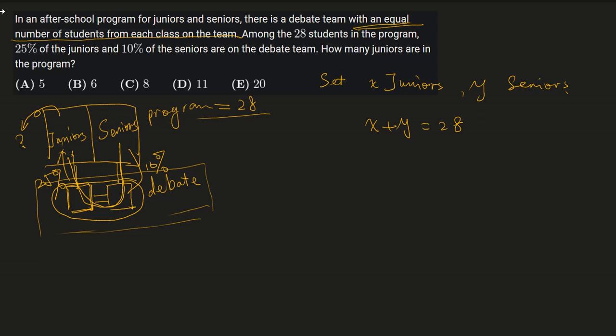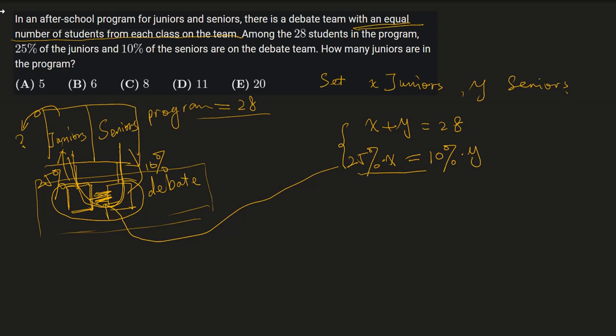And at the same time, we know that 25% of X is forming a debate team. And that number equals to 10% of Y. And this is from this relationship, this equal sign in here. Therefore, we formed a system of equations with two unknowns and the two equations. To solve this problem is quite straightforward.